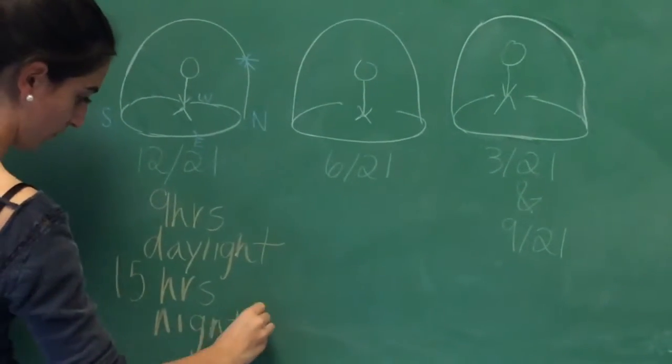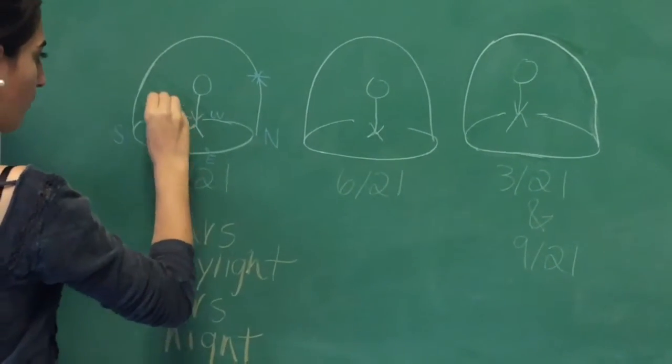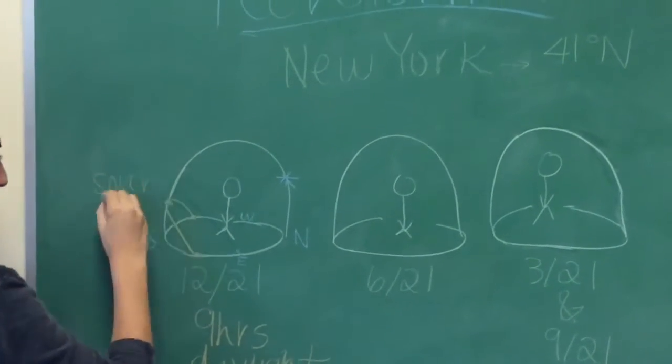On this date, the sun rises southeast and sets southwest. The sun at solar noon is low in the sky.